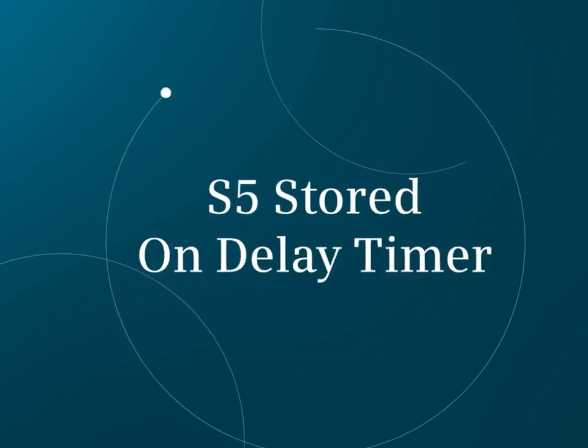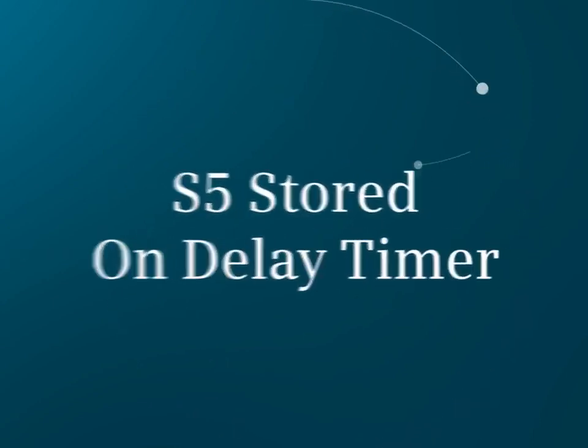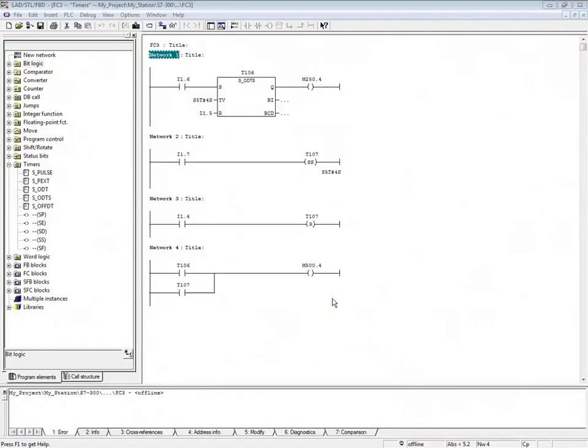In this video, you'll see the stored on delay timer and stored on delay timer coil. This timer is called stored on delay because after the timer times out, the coil's value is stored and must be reset for the timer to be used again. Network 1 has the stored on delay timer, Network 2 has the stored on delay timer coil, and Network 3 has a reset for the stored on delay timer coil.